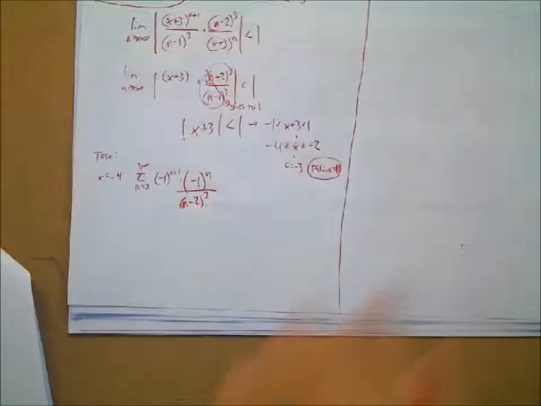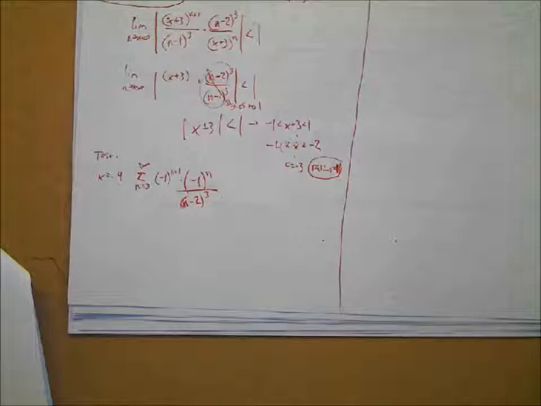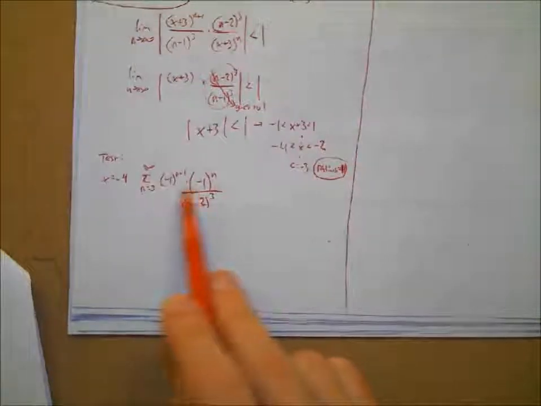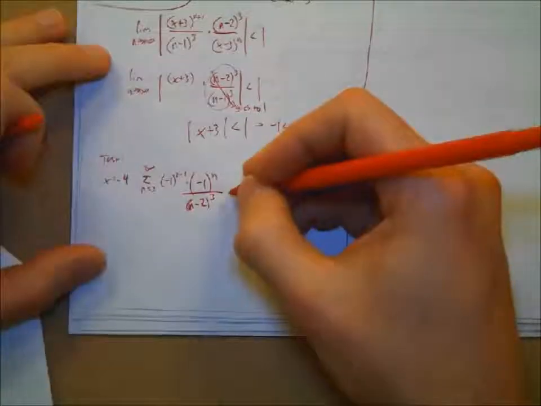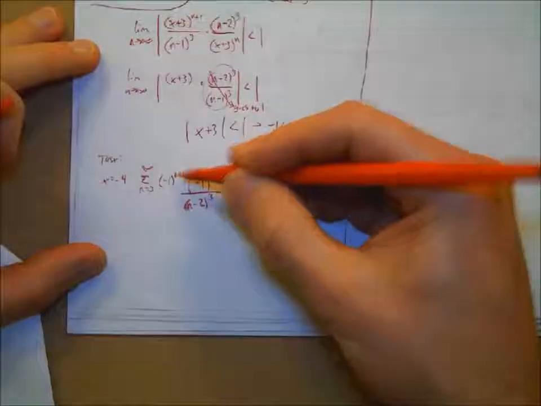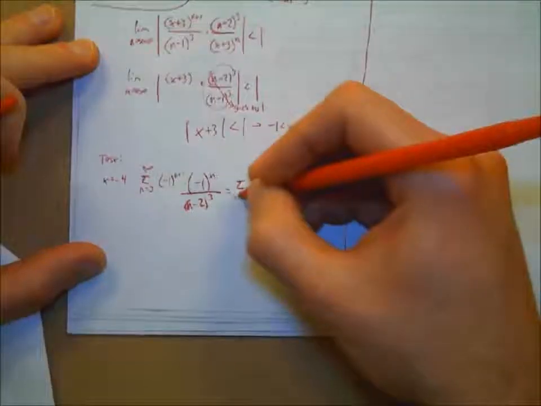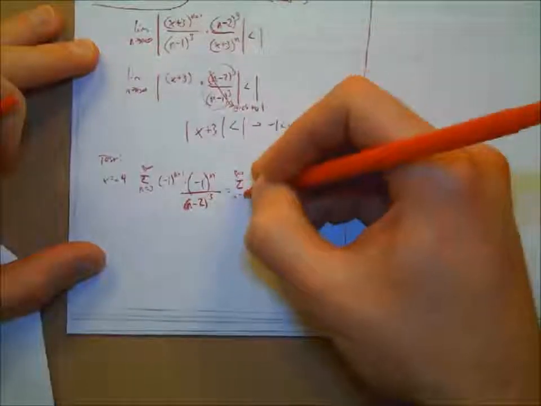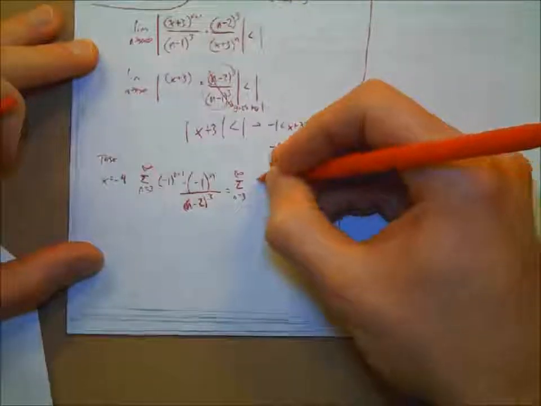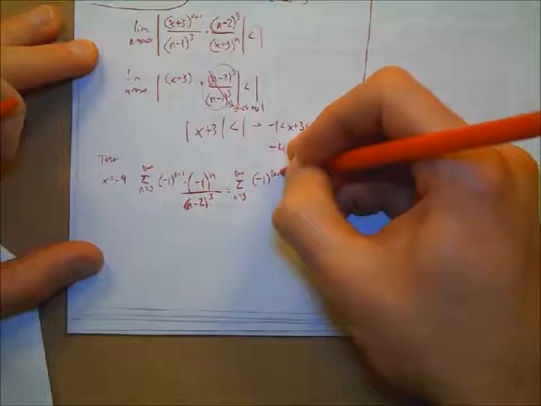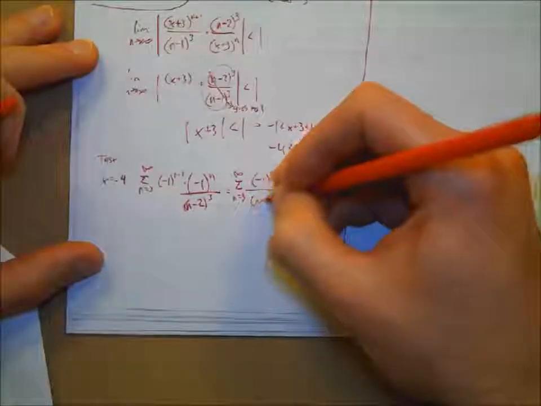Well, we can do a little bit of simplifying here, can't we? The negative 1s can go together. If it's negative 1 to the n plus 1 times negative 1 to the n, that'll become negative 1 to the 2n plus 1, over n minus 2 to the third.